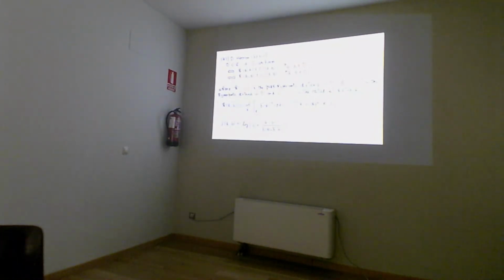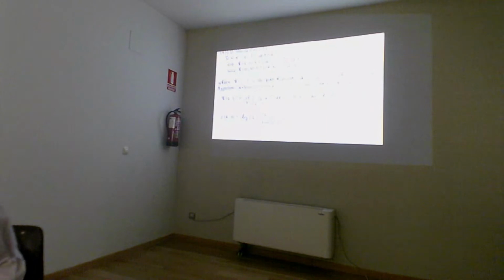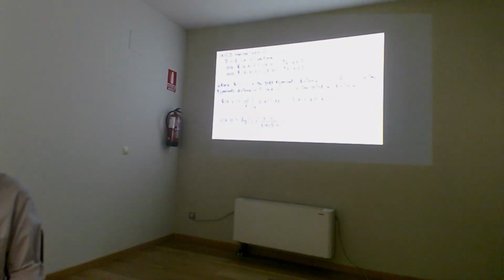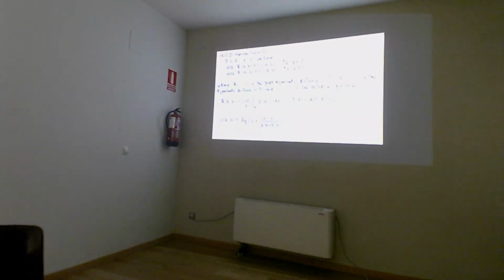The quasi-hyperbolic distance is defined this way, where delta of Z is the distance of the point to the boundary of the domain. If the domain is the upper half plane, then the quasi-hyperbolic distance is the same as the hyperbolic distance.